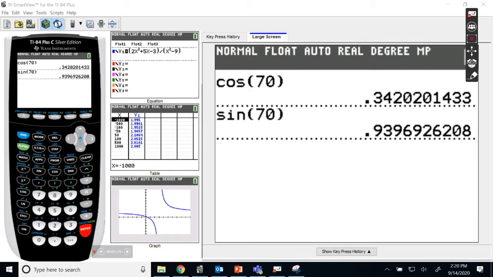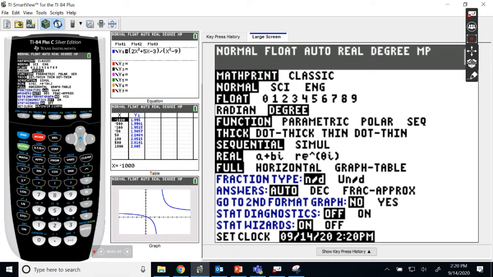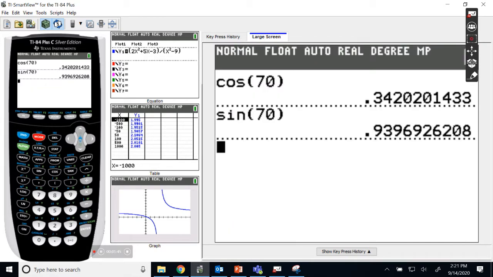So here I am on my calculator. The first thing I want to do is, since we are inputting degrees into our sine and cosine functions, I'm going to go to mode, and make sure that I have turned on degrees. It's the fourth one down. Make sure degrees is highlighted as it currently is. Hit enter on it if it's not. And we'll head back to our problem just after we type in cosine of 70 and sine of 70. And as you can see, I've already done that.